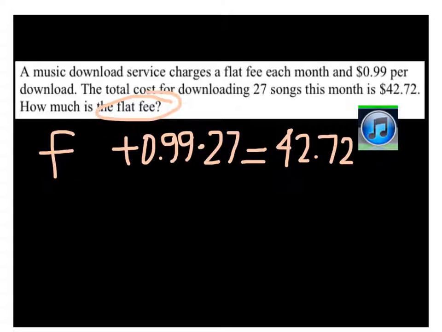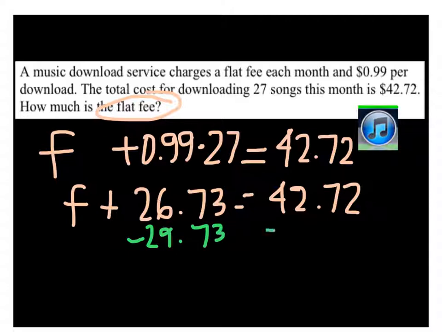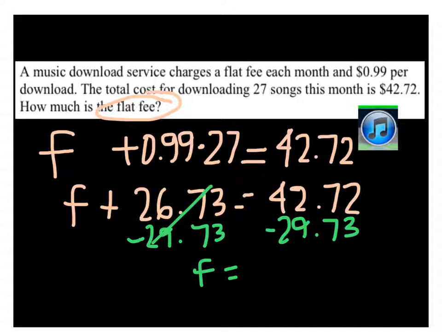So let's go ahead and compute that. If we do 0.99 times 27, we get $26.73. Okay? Now, if I subtract that amount from both sides, that is going to tell me what the flat fee is. So I type into my calculator 42.72 subtract 26.73, and my fee each month is $15.99.